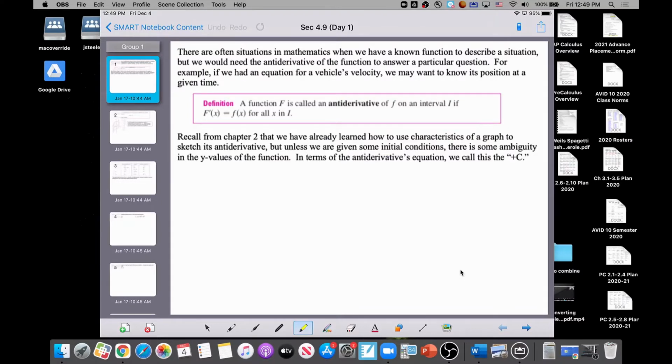This is section 4.9, Day 1 notes. So today we are going to focus our conversation on antiderivatives. This is a word that has already come up this year.